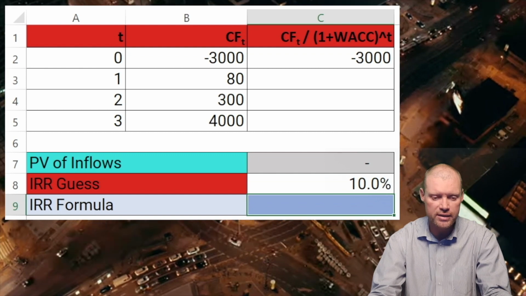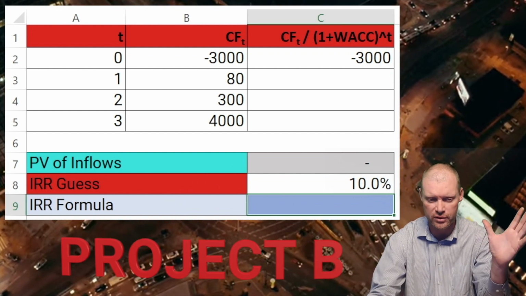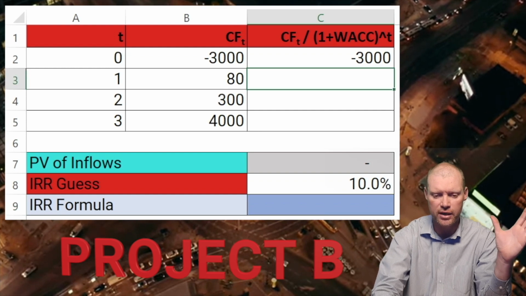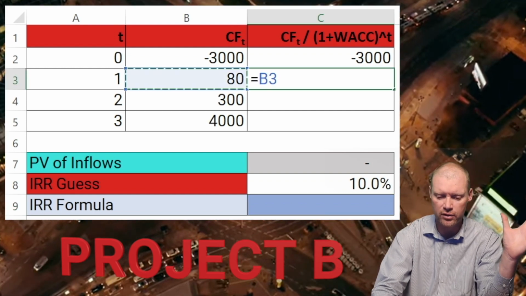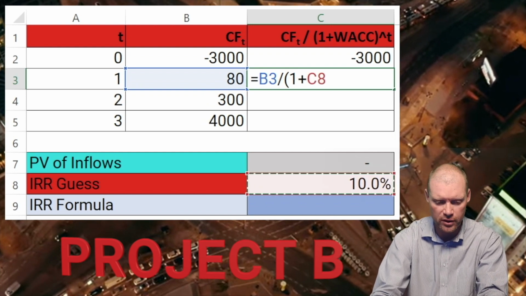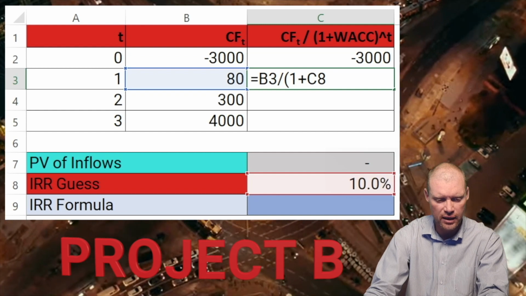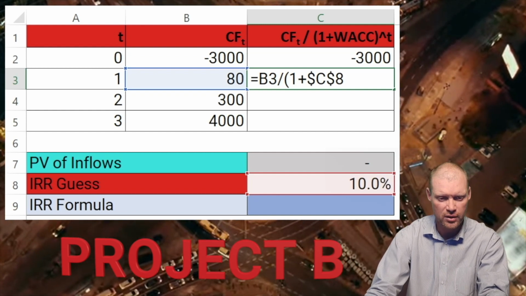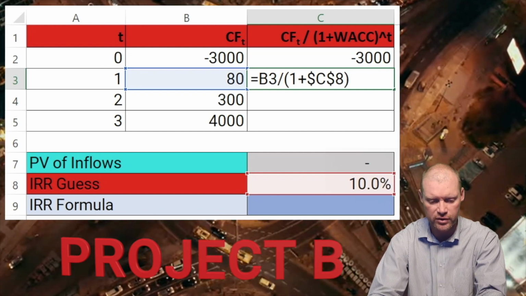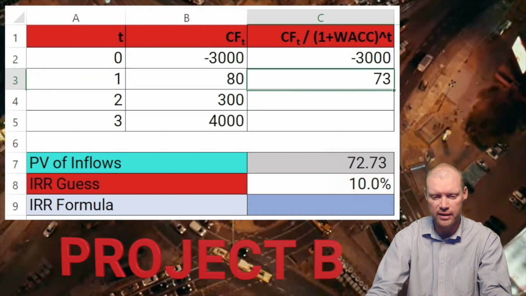Now, what we're going to do next, these are the cash flows associated with project B. I'm going to show you a different method to calculate this. So again, the cash flow divided by 1 plus this interest rate, but we're going to dollarize it, meaning between C and 8, we press F4 to make both of those fixed cell references, and to the power 1. So that's the actual discounting that happens here.